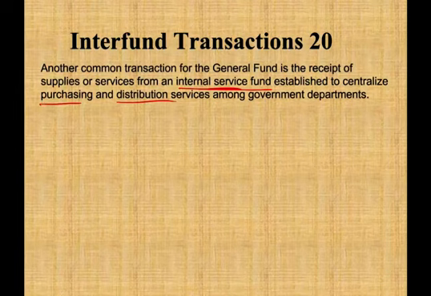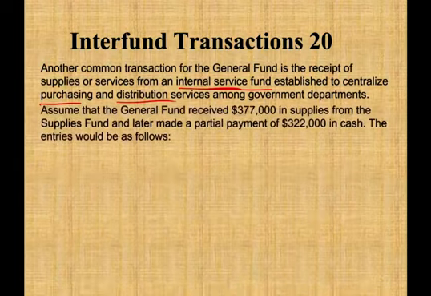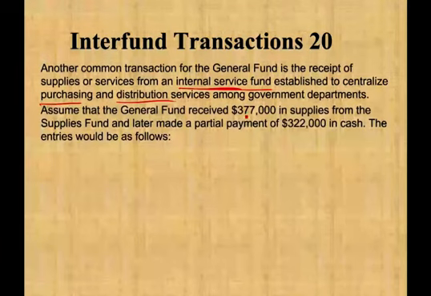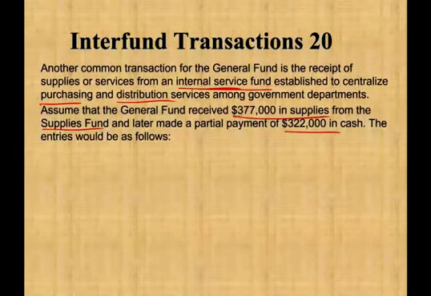It's part of the enterprise fund. It's independent, considered quasi-independent. Therefore, when we deal with them, as long as we're getting something in return, we're going to treat this as a reciprocal transaction. So assume that the general fund received 377,000 in supplies from the supplies fund and later made a partial payment of 322. So basically, in a sense, we bought supplies from them.